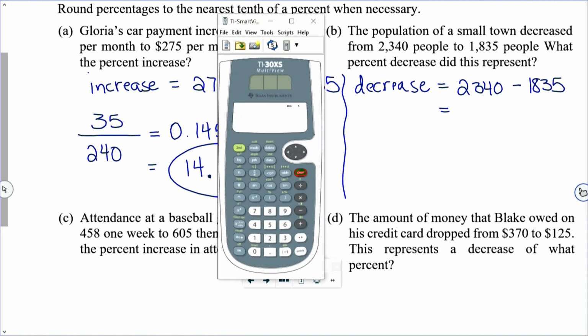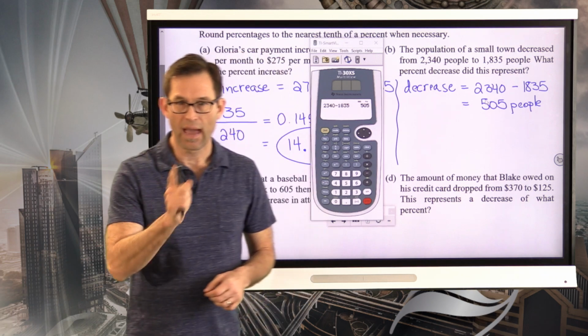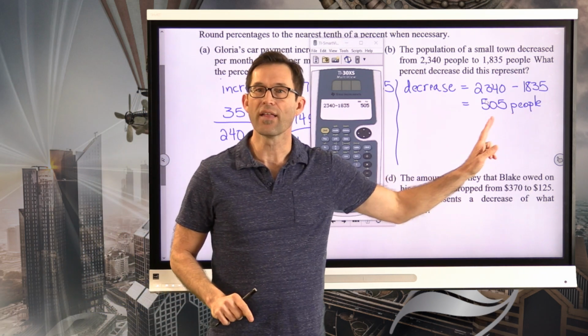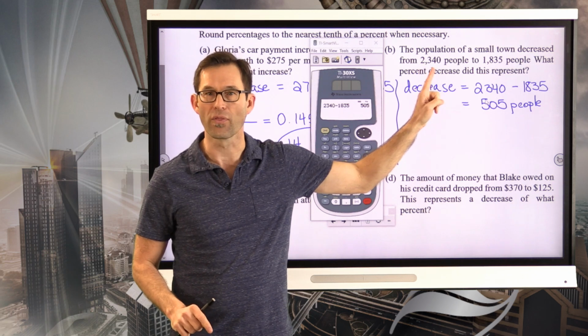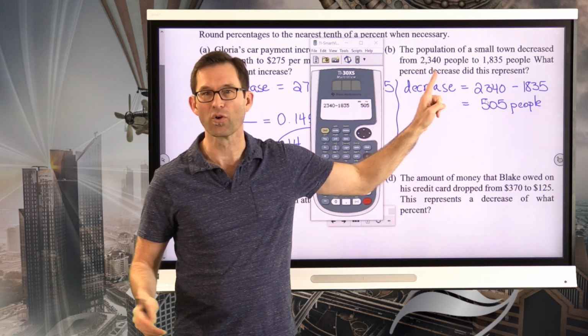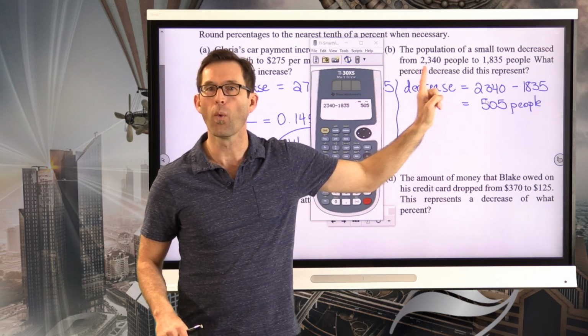Now that's a nice size, 2,340 minus 1,835 gives me 505, right? So that's the actual decrease in population. Now what I need to do is figure out what percent that 505 represents out of what I began with. So it's not always the smaller number, right? It's out of what I began with.